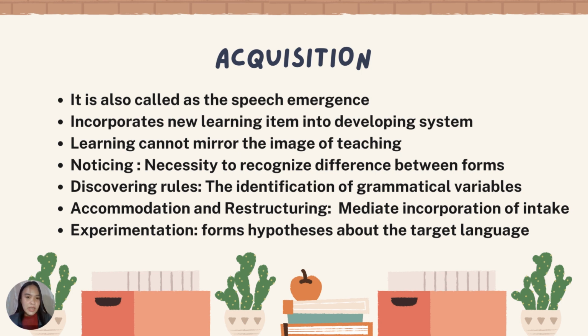So it was also said that learning cannot mirror the image of teaching, in which the learners should not focus merely on what the teachers will teach them. Basically, there is a process that they can acquire through learning grammar. For instance, the first process is noticing. There is a necessity to recognize the difference between forms.